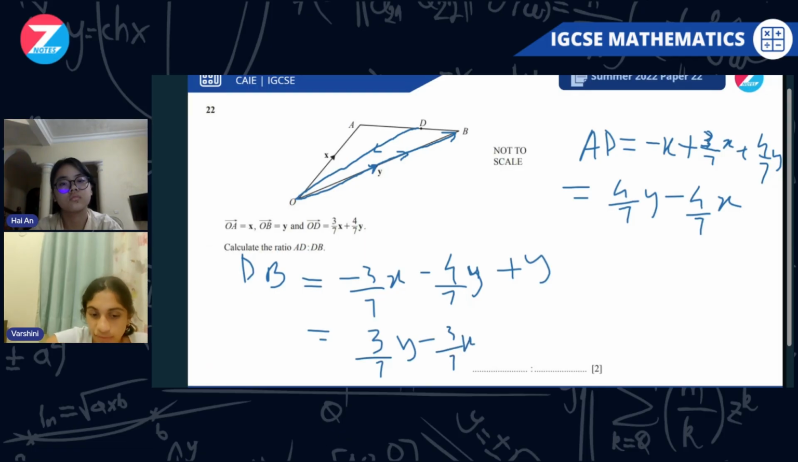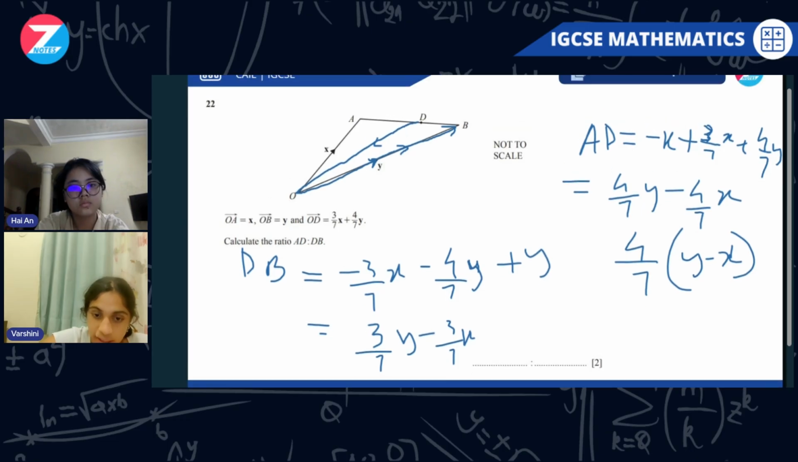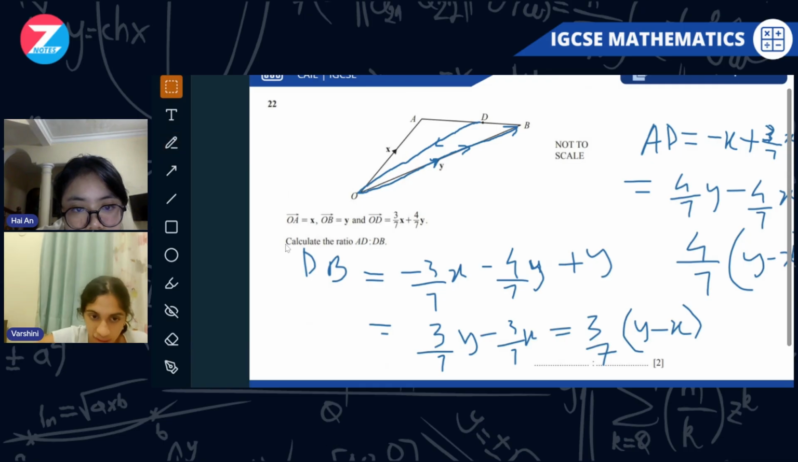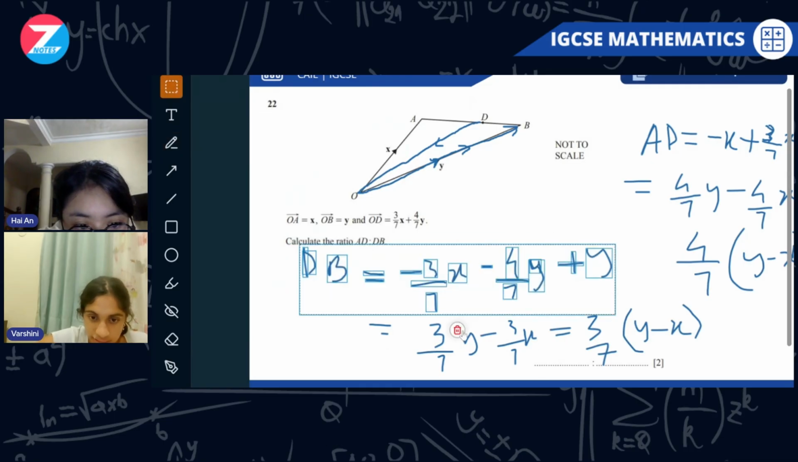Now that we have 4 by 7 and 3 by 7 in front of both of these, let's take out 4 by 7 in front. We can factorize this because 4 by 7 comes in both terms for AD. So let's make this 4 by 7 into y minus x. And over here in the other equation, we have 3 by 7 in front of y and x. So again, we can make this 3 by 7 into y minus x. So now we can see AD to DB. Let me clean up everything else. Now that we have what we need.